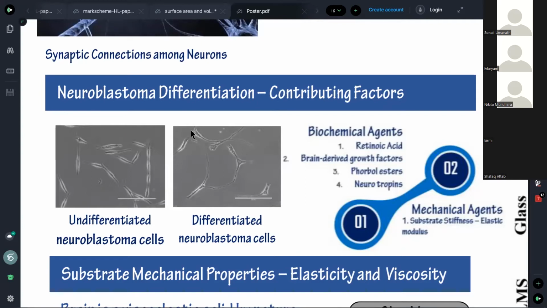Now, interestingly, recent research has focused not just on the chemical agents, because chemically, yes, chemicals go and promote the cells into differentiation mode. However, there are mechanical agents. When you put a cell on a substrate, like a glass substrate, it senses the stiffness of the substrate.